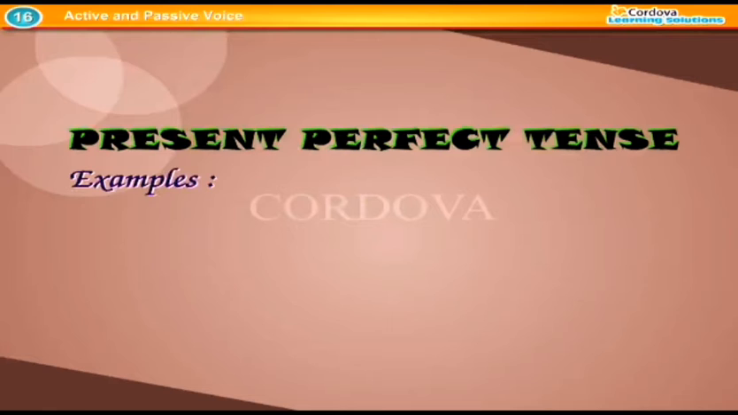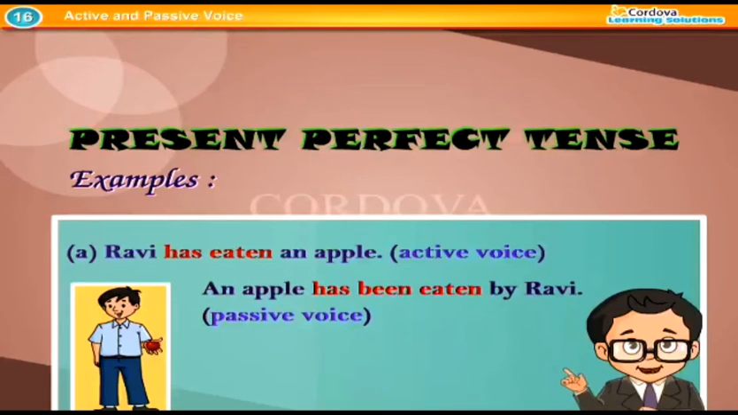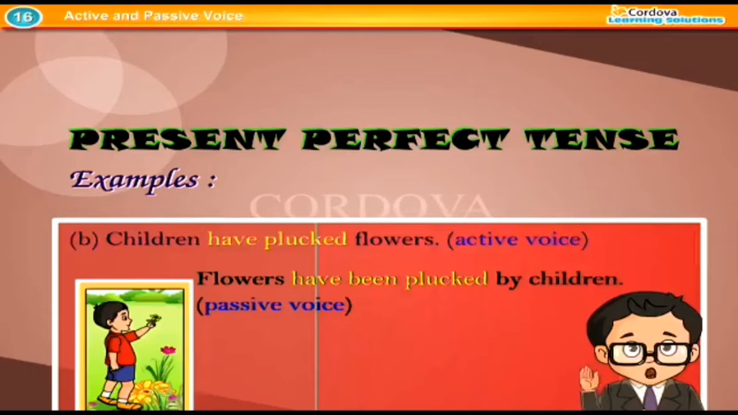Present perfect tense. Examples: Ravi has eaten an apple. Active voice. An apple has been eaten by Ravi. Passive voice. Children have plucked flowers. Active voice. Flowers have been plucked by children.